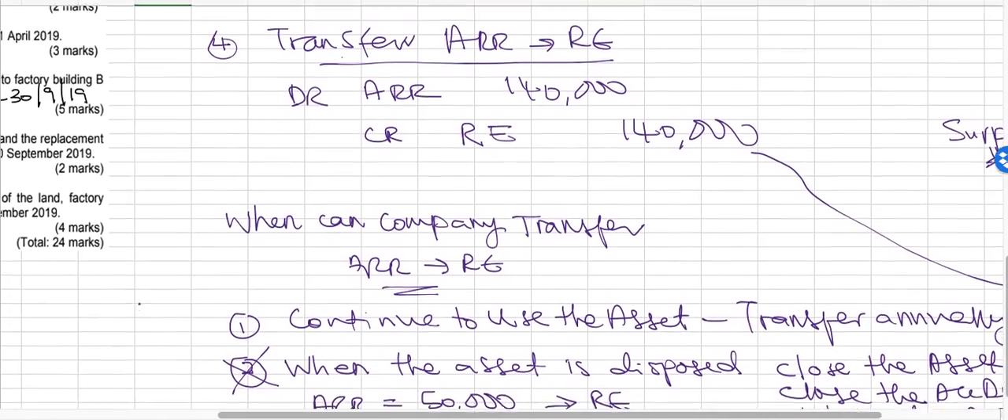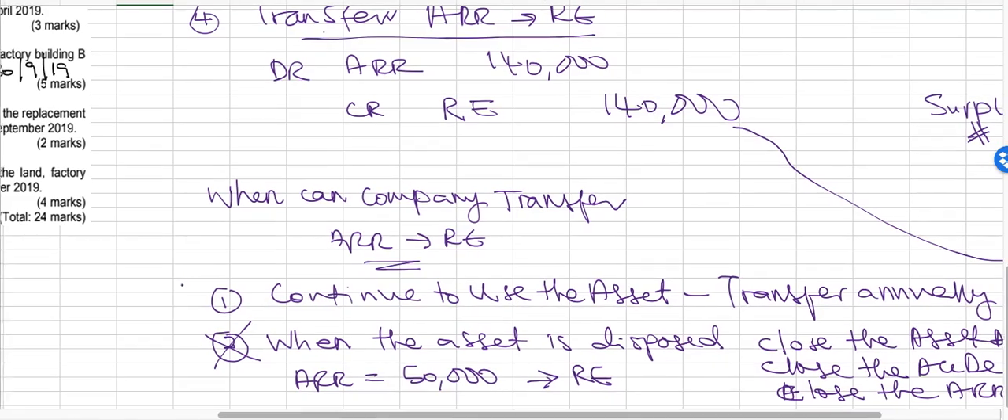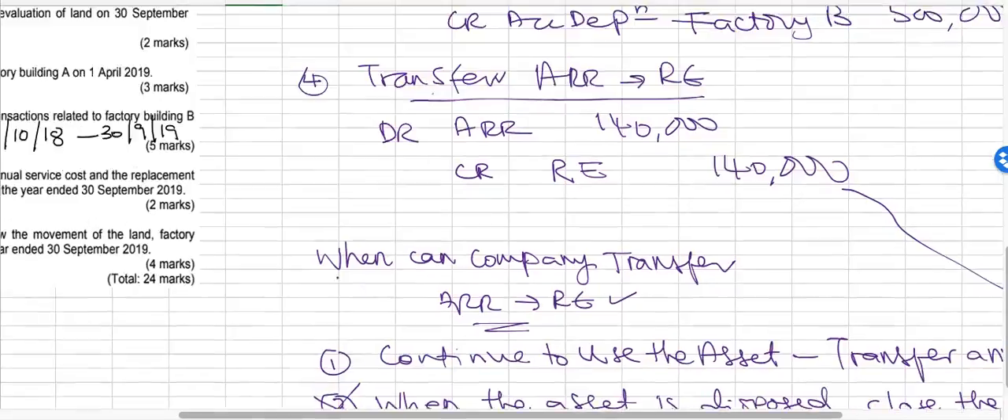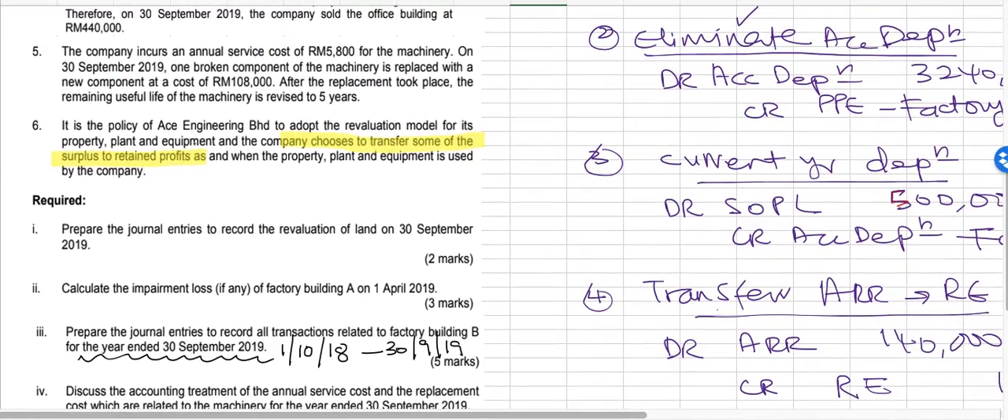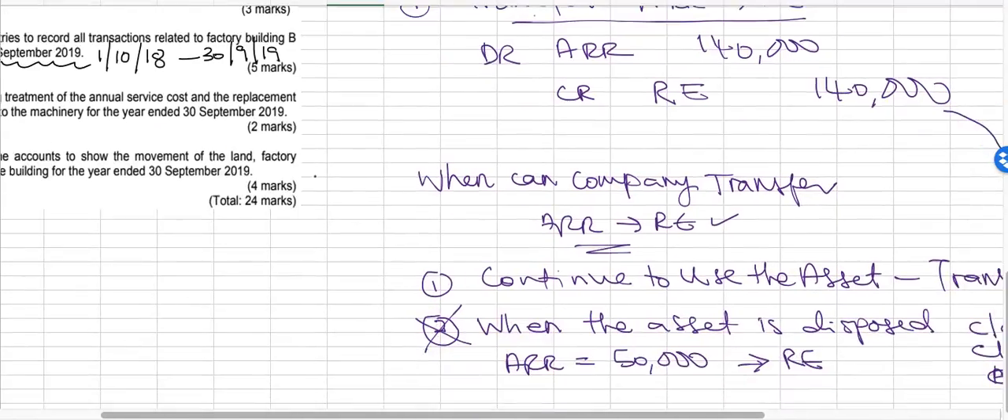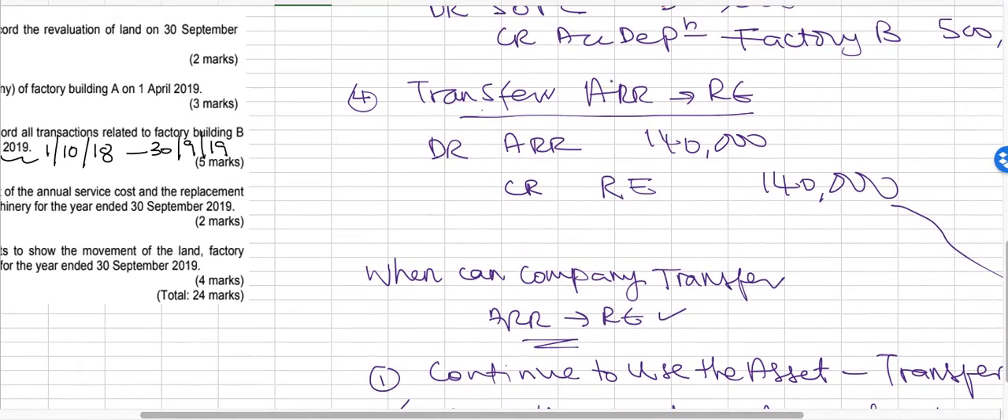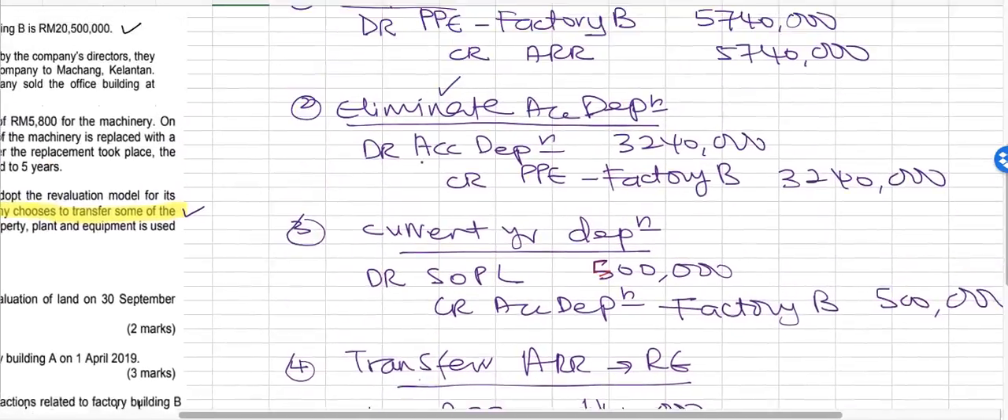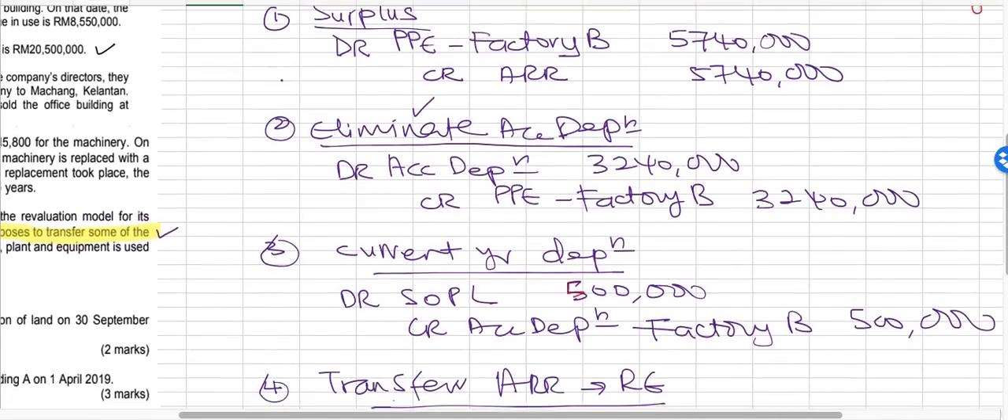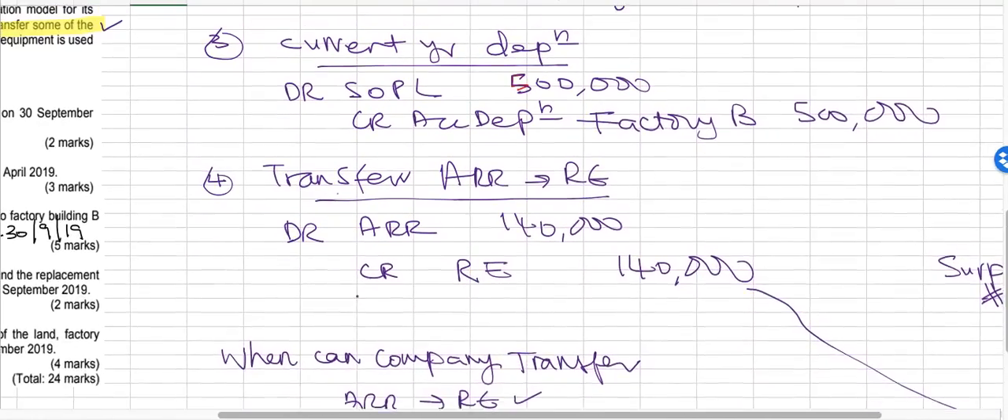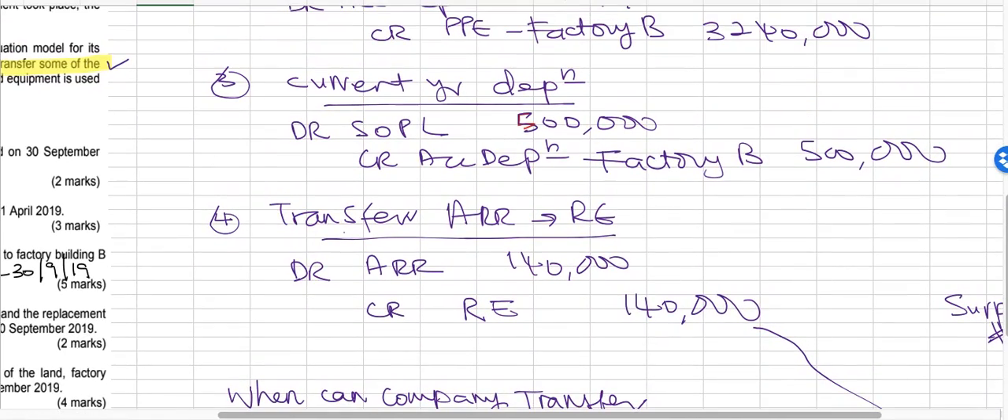Now, when do you need to transfer ARR to retained earning? Only if the question mentions it. Okay, in this case, the question did tell you about transfer. If it's just silent, then you don't have to do this transfer transaction. Okay, so for this question, it is enough that you answer number 1, 2, 3, and 4 so that you get full marks. Thank you.